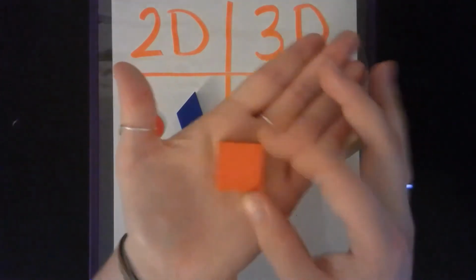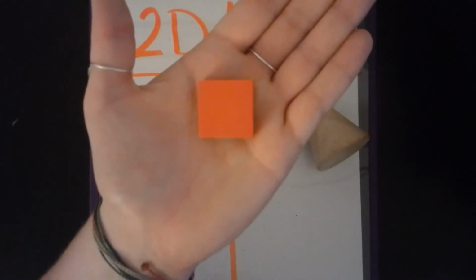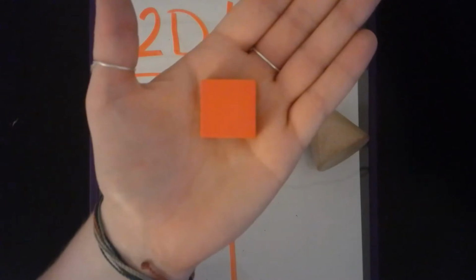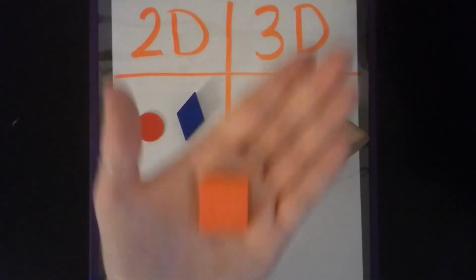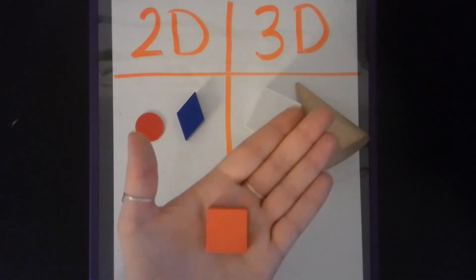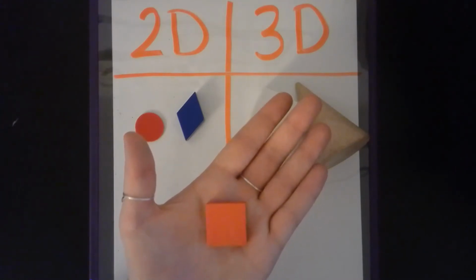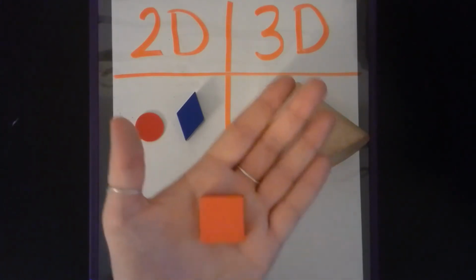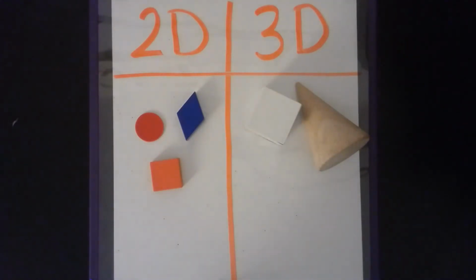This is our next shape. What shape is this? A square. This is a square. Is a square 2D or 3D? 2D. A square is a 2D shape. It doesn't pop up out of my hands like the cone did.